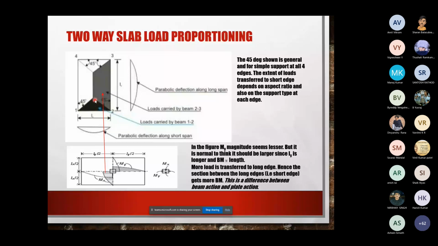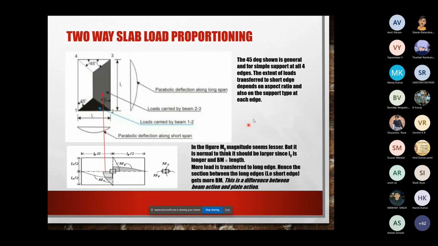Square. Square. Why? So the area of the triangle is more. Area of the triangle is more, or no? All four will get an equal amount of load. All four beams. So in this case, you see the trapezium is much bigger, so more proportion of the load goes to the long edge. So it depends on the aspect ratio.